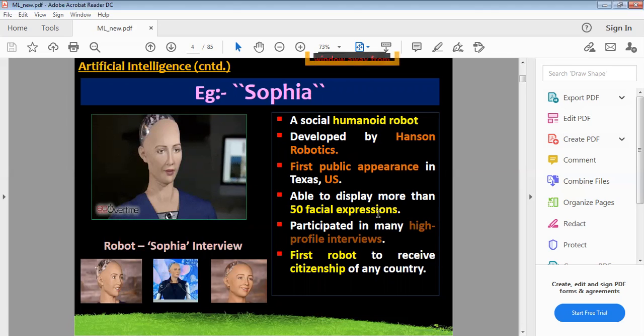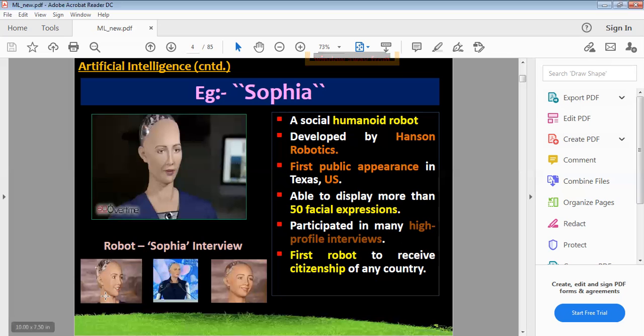If you are sad, it will tell you that you are sad. If you are in smiling mode, it will tell you that you are in enjoying mode. Participated in many high-profile interviews. First robot to receive citizenship of any country. So this is the robot, and its name is Sophia.